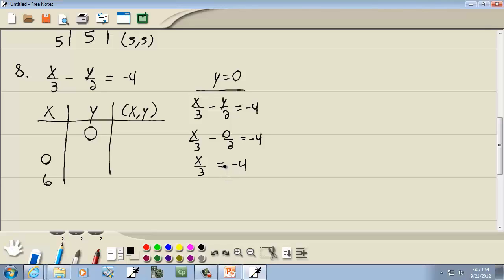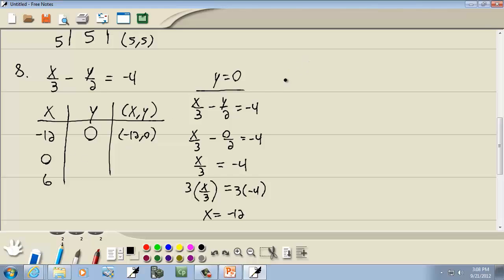Remember our steps for solving a linear equation. When we've got a fraction, we multiply everything by the LCM of all our denominators. We only have one denominator, so that is our LCM. So we'll multiply everything by 3. So we'll multiply the x over 3 by 3 and the -4 by 3. Well, 3 times -4 gives us -12. So we put -12 in here. And this point would be (-12, 0).